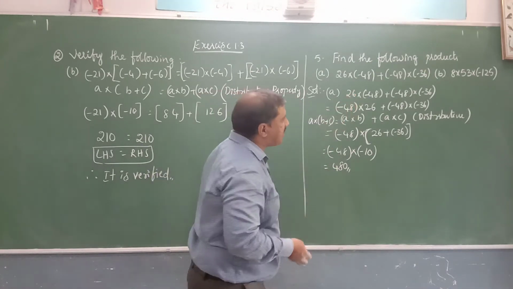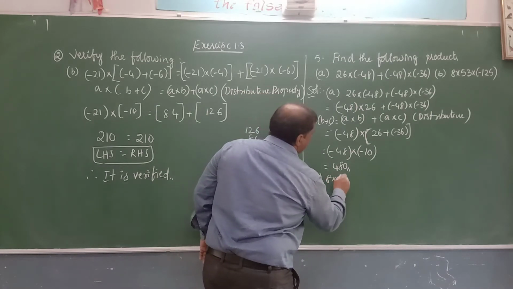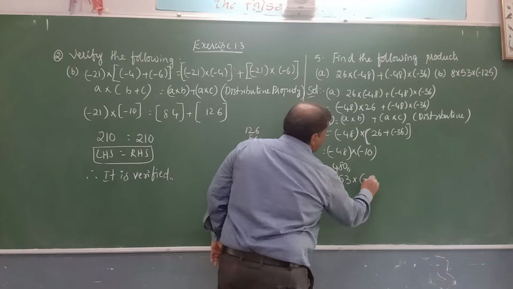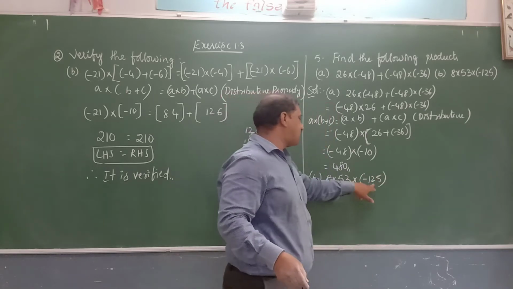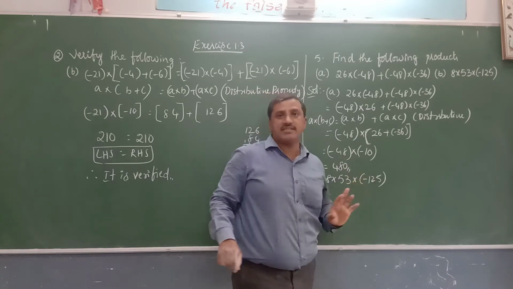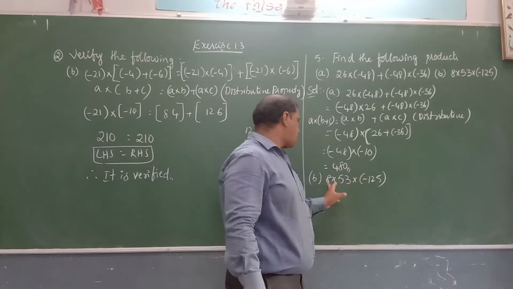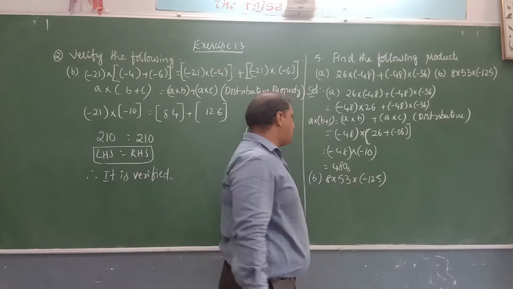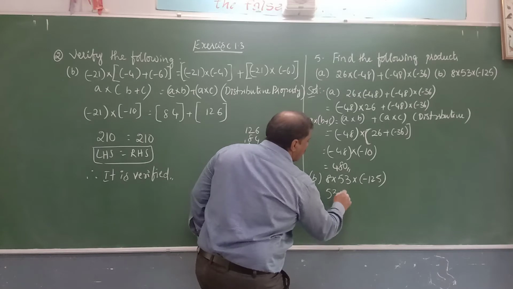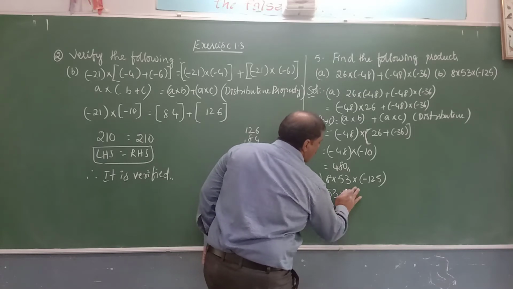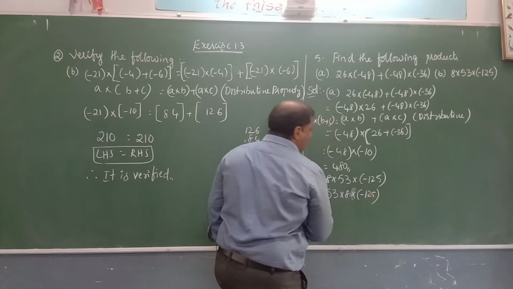Now see the bit here, it is 8 into 53 into minus 125. Here three numbers are there. A into B into C. So which property do we use here? First, if we interchange these two numbers, what do we get? That is 53 into 8 into minus 125.